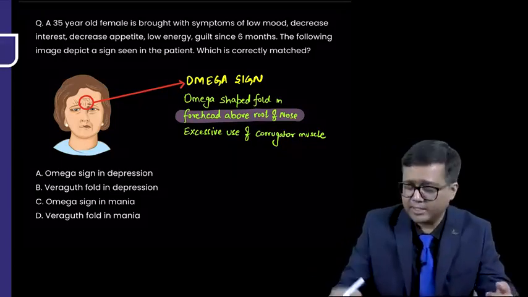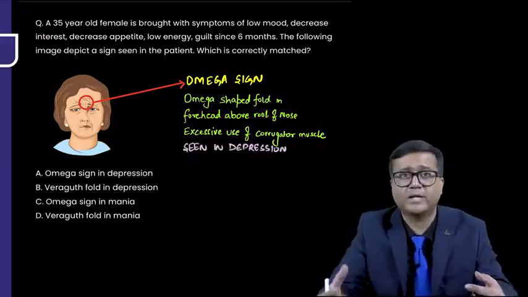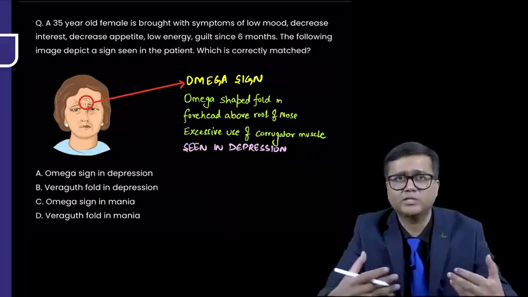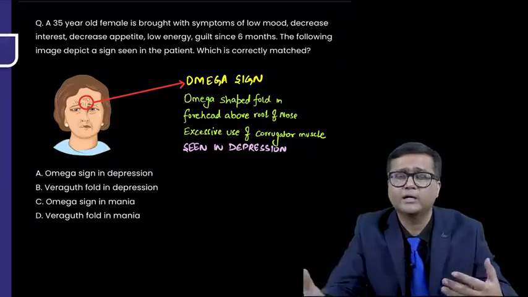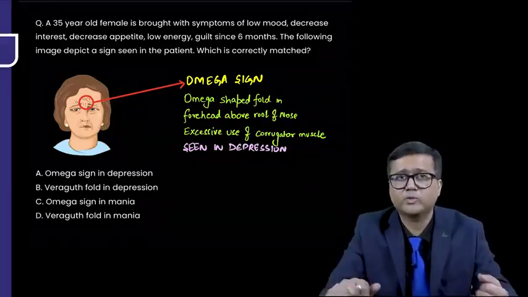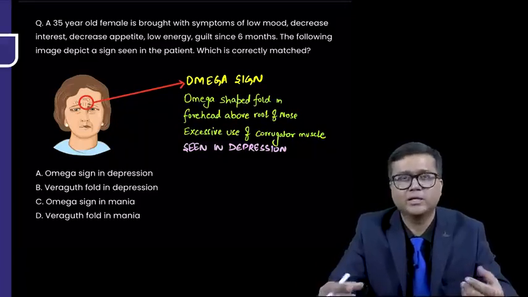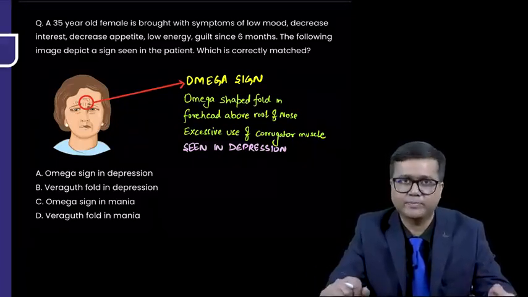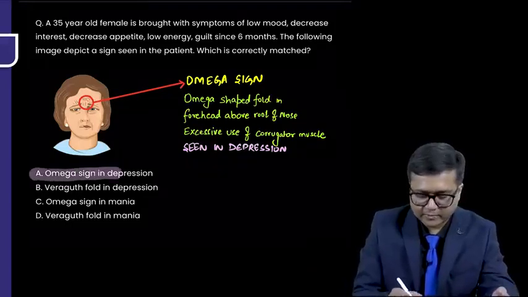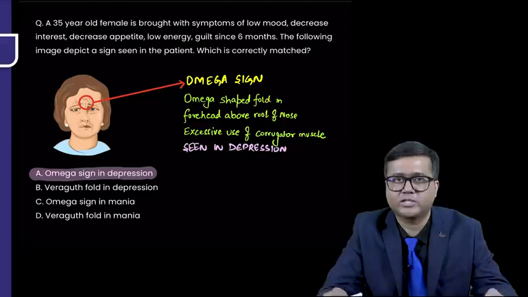Now, this can be seen in patients with depression. In depression, there are some physical signs which may be seen, especially in patients who have chronic depression or recurrent depression. Also in the question, if we see the history, the patient is having symptoms of depression. So the correct answer is that the patient is having omega sign in depression.